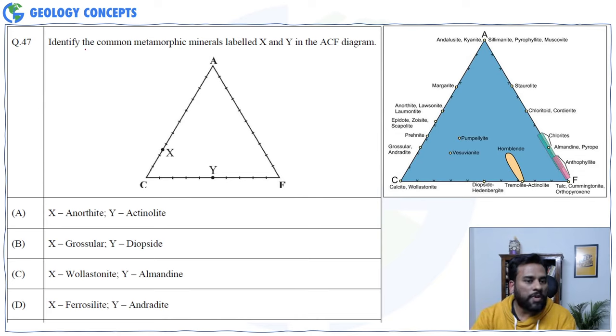Here, identify the common metamorphic minerals labeled X and Y in this figure. See, in ACF, this point is your grossular, which is your calcium garnet, and this point is diopside. So X is grossular and Y is diopside.